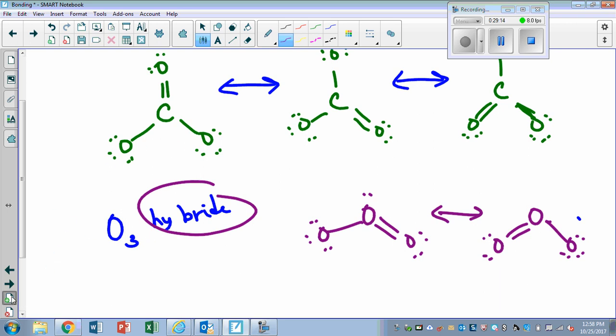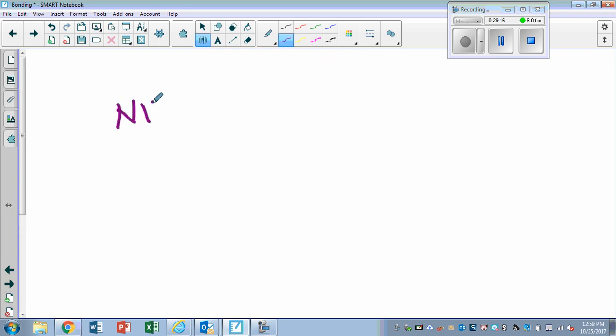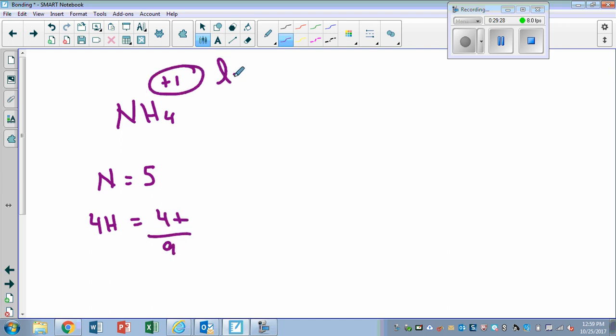Let's try another polyatomic ion, that is NH4 plus 1. So nitrogen has 5 valence electrons. 4 hydrogens have 4 valence electrons. Together 9. That positive one means you lost an electron. So I'm going to subtract 1. That makes it 8 divided by 2. It is 4 pairs that we are left with.